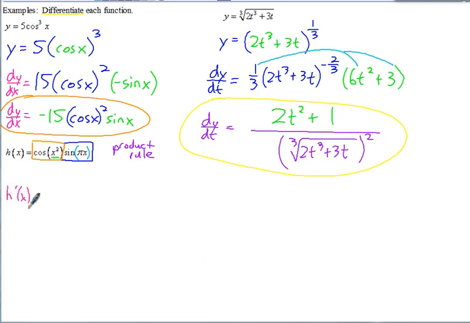So h prime of x. Now the product rule says you take the derivative of the first one. The derivative of cosine is negative sine. All the ones that start with co are negative. So the negative sine, the function inside x squared stays the same. But the chain rule says we also have to multiply it by the derivative of x squared. Use the power rule on that. The derivative of x squared is 2x.